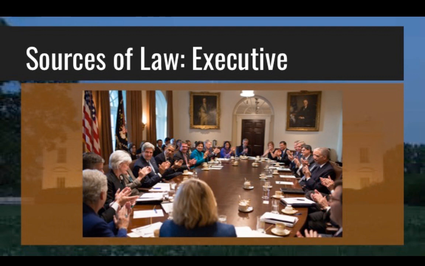Also included in the Cabinet are the White House Chief of Staff, the leaders of the Bureau of Alcohol, Tobacco, and Firearms, the Central Intelligence Agency, the Environmental Protection Agency, the Office of Management and Budget, the Council of Economic Advisors, the Small Business Administration, as well as the United States Trade Representative and the United States Ambassador to the United Nations.